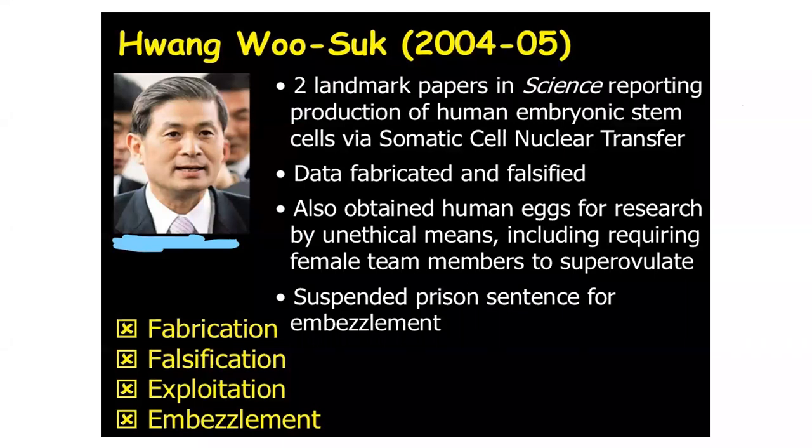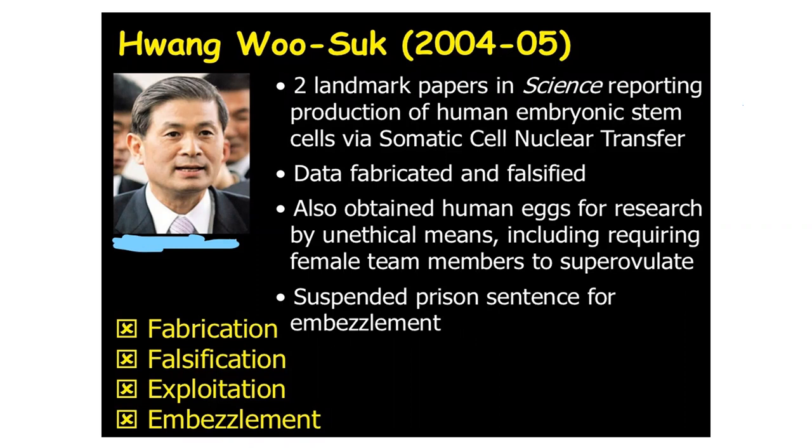Woo Suk Hwang published a landmark paper in Science reporting the production of human embryonic stem cells by somatic cell nuclear transfer. Any bioscience student here? You know the somatic cell is a body cell. Stem cells are only for the birth time. This was a wrong interpretation. So data was fabricated and falsified. He also obtained human eggs for research unethically. You know the super villain.